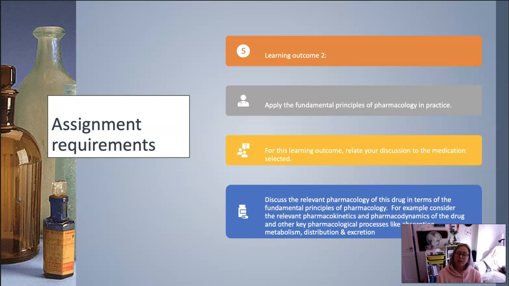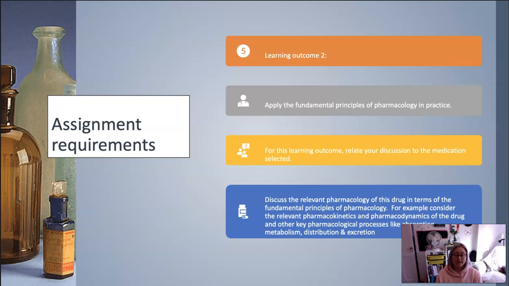What actually happens to it when it gets into the body? How is it broken down? How is it metabolized? Is it metabolized within the liver? Is it metabolized somewhere else in the body? What does this actually do to the medication? How is it actually distributed around the body? Is it topical, so we're just applying it to a particular area? Or is it distributed around the body through the cardiovascular system?